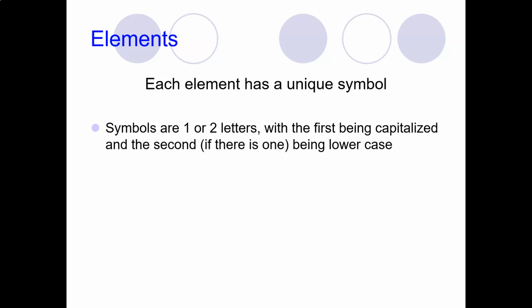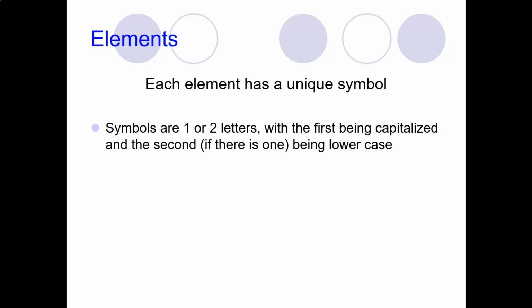Okay. Each element has its own name and its own symbol. The symbol is either 1 or 2 letters long. With 118 of them, we couldn't just give every element its own 1-letter symbol. We only have so many letters in the alphabet. So 1 or 2 letters long. The first letter is always capitalized. If there's only 1 letter, that's its symbol, it's a capital letter. If there are 2 letters, the first one is capitalized, the second one is lowercase.